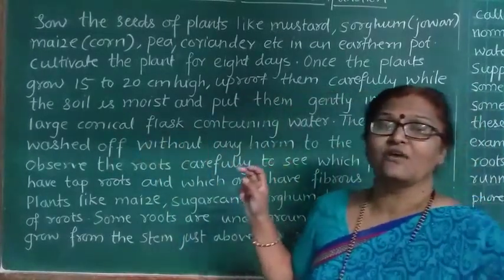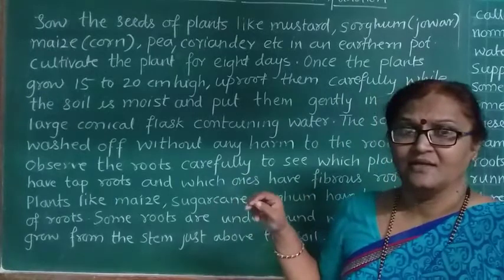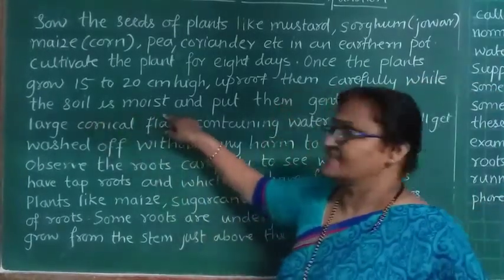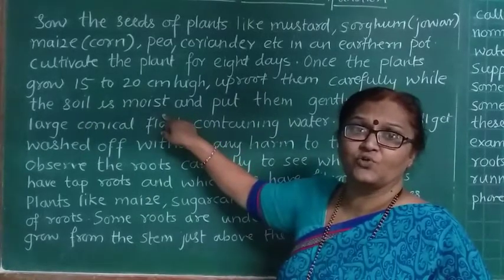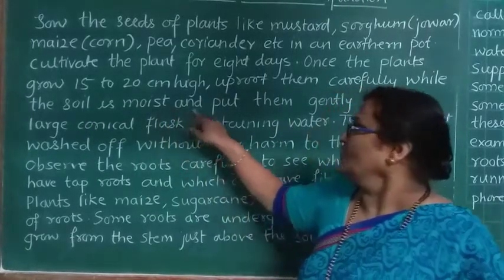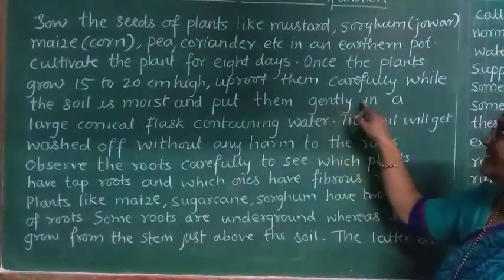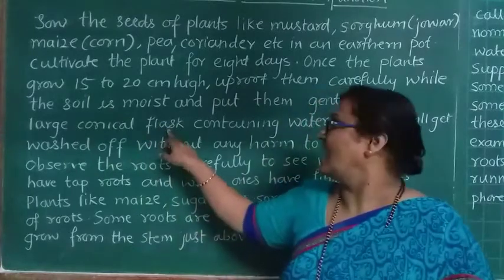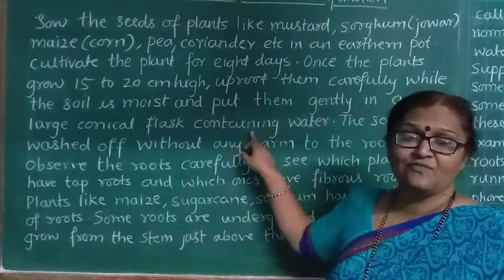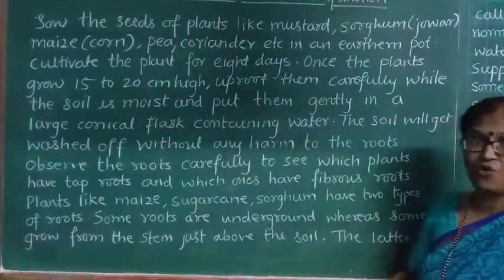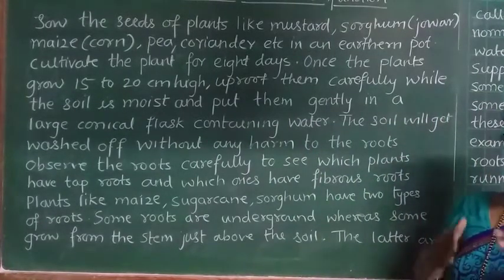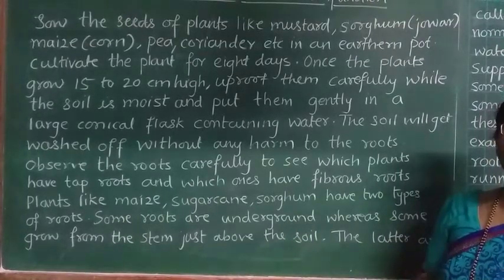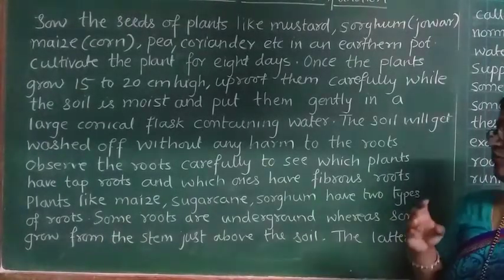What do you have to do? You have to uproot the plant. But when you uproot it, it is only when the soil is moist that you should remove the plant. And you put this plant gently in a very large conical flask. The conical flask should contain water.